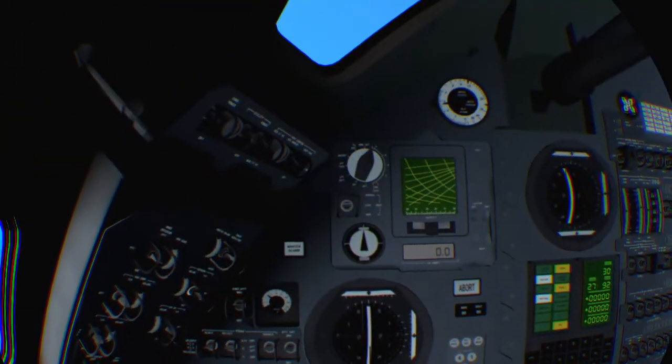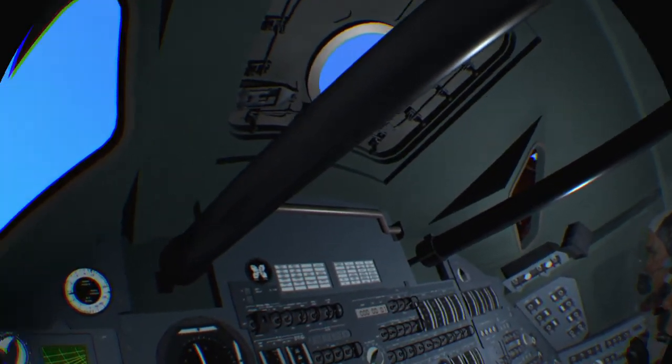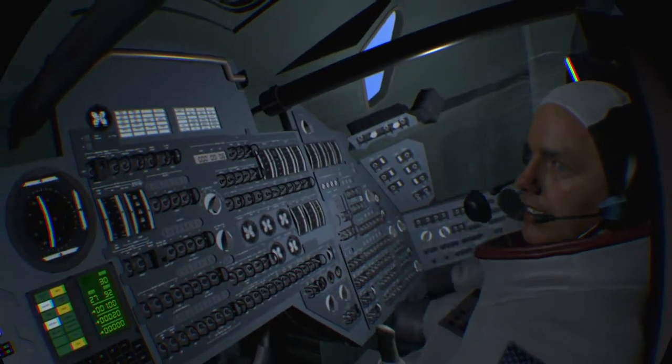12, 11, 10, 9. Ignition sequence start. 6, 5, 4, 3, 2, 1, 0. All engine running. Liftoff. We have a liftoff. 32 minutes past the hour. Liftoff on Apollo 11.